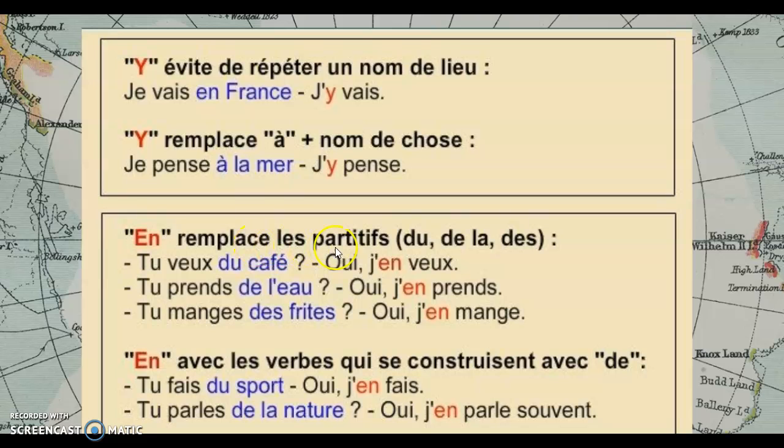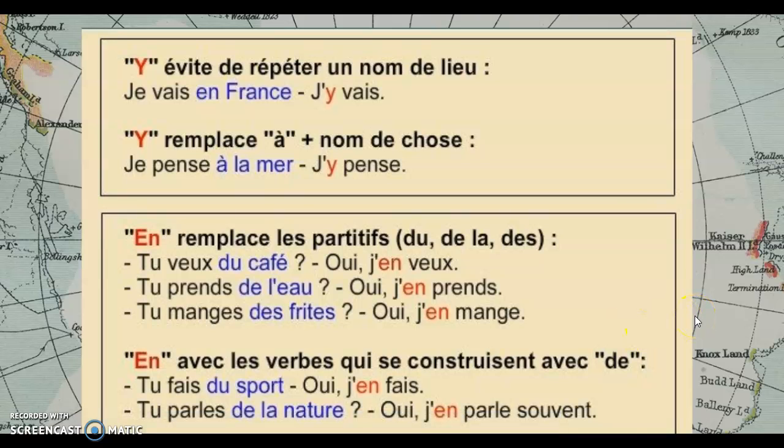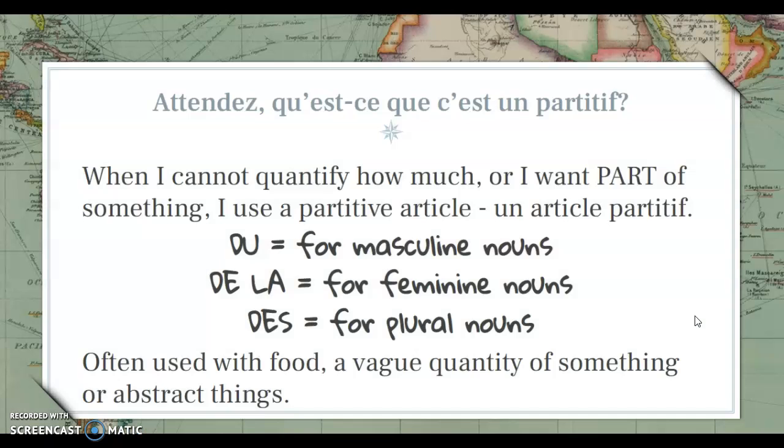En remplace les partitifs. We're going to look at this one a little more closely now. Partitif, we'll get into that in a second. And en will also be used with des verbes or expressions that use de. Okay? Tu fais du sport? Oui, j'en fais. We're going to look at that a little more closely in a second. Okay?